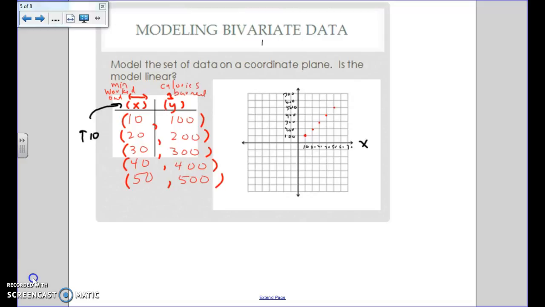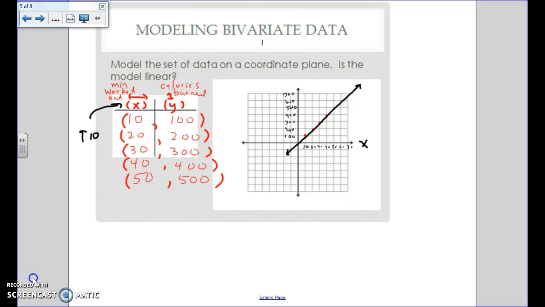And so when you look at this graph here, this model of the data, you can see that it makes a pretty straight line. If you ask me, if I were to connect this line right here like so, and make a line out of it, you would see that it makes a pretty straight line.